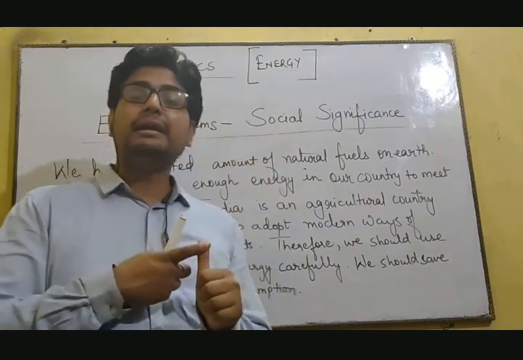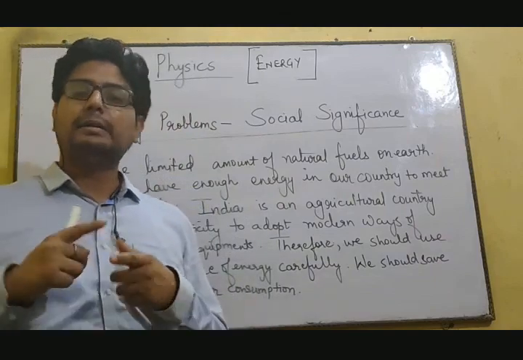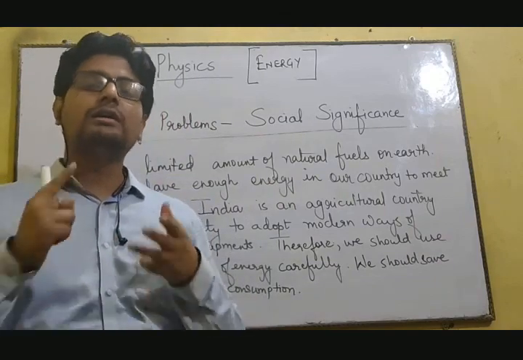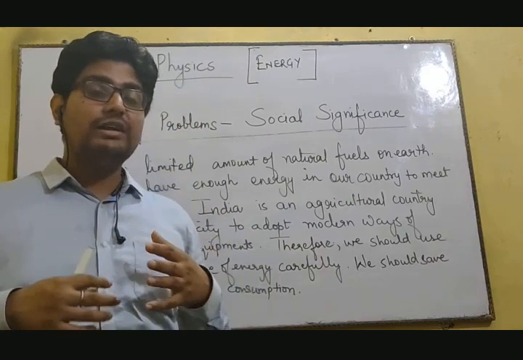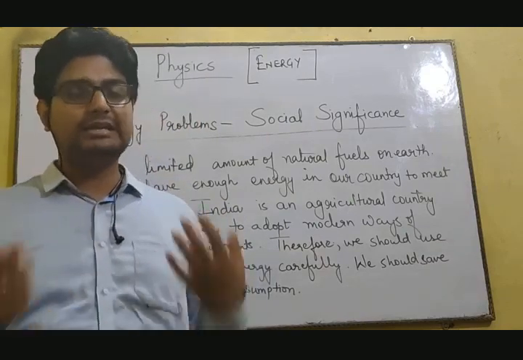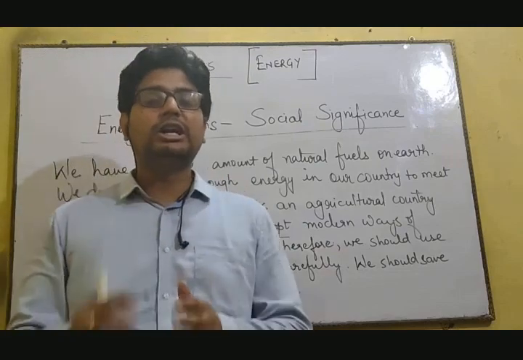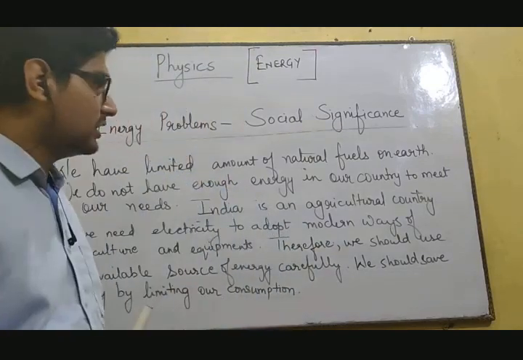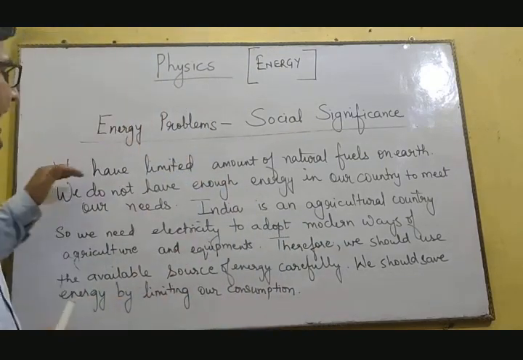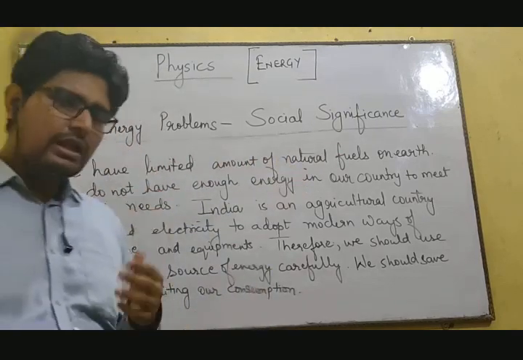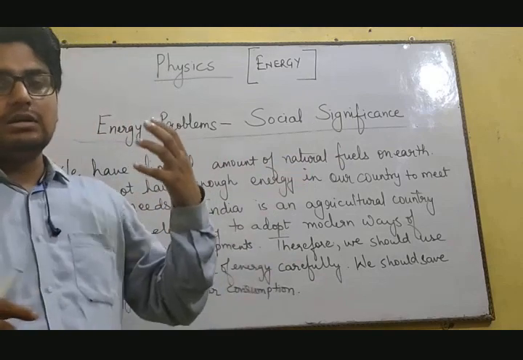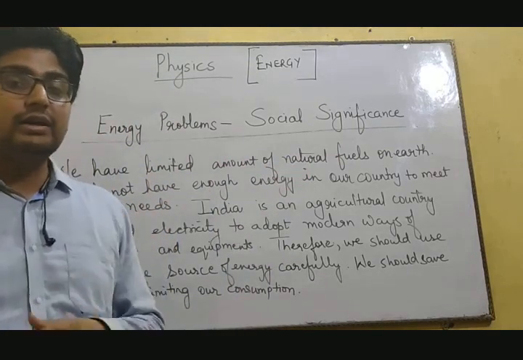How? We are dependent upon diesel, petrol, coal, kerosene, natural gases. So we have a limited amount of natural fuels on Earth, other than renewable sources of energy like sun, wind energy, water energy.